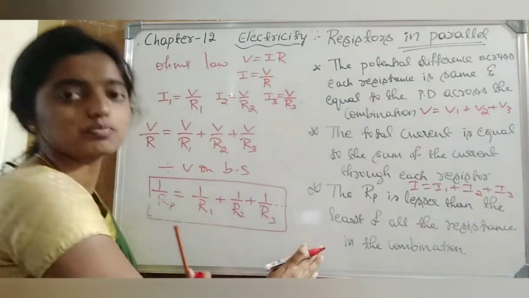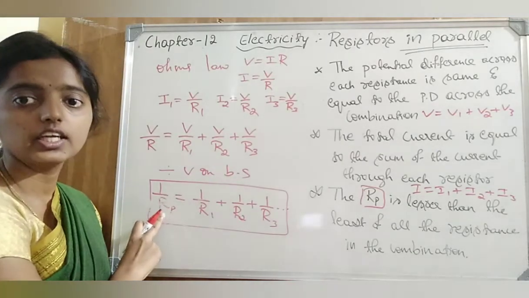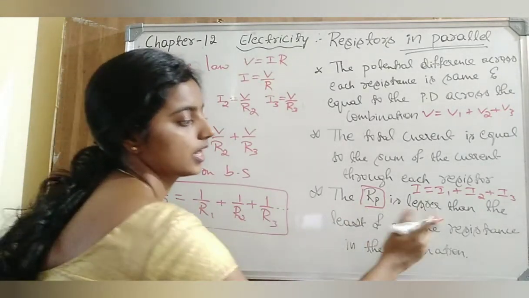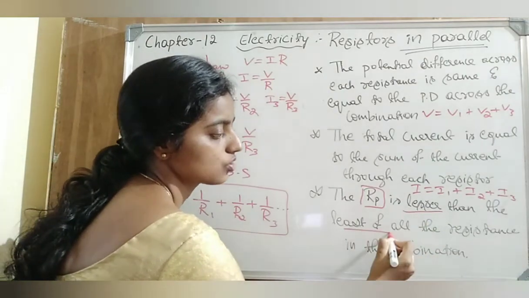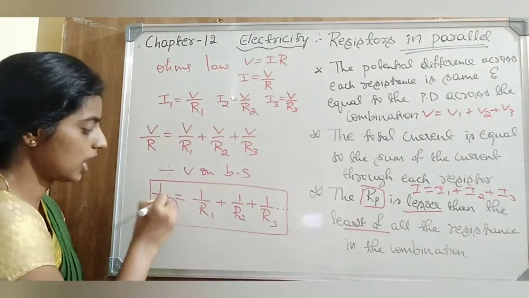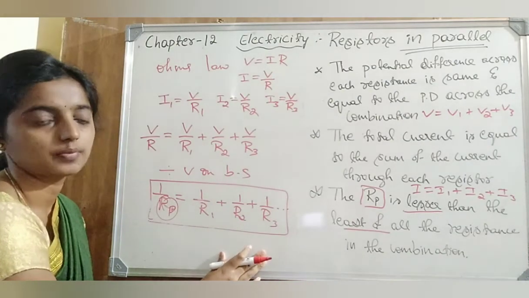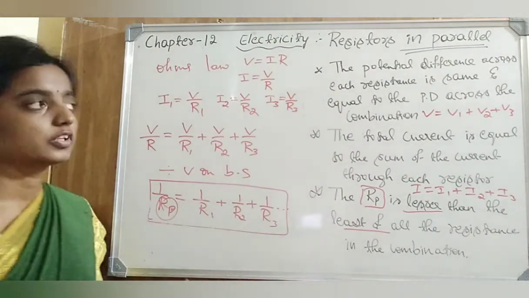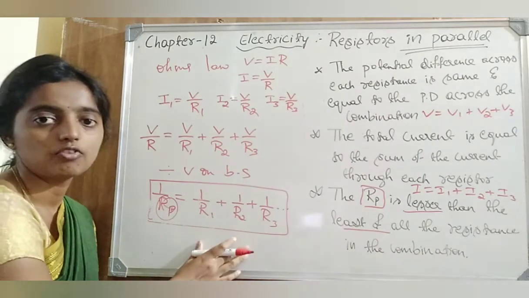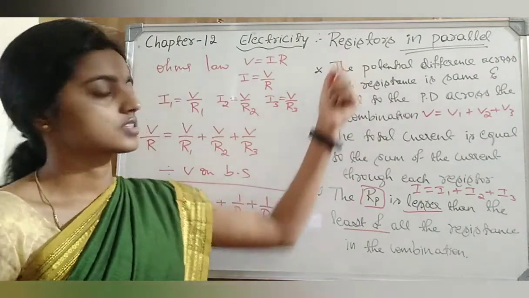And the last point is about Rp. Rp means the equivalent resistance. The equivalent resistance is lesser than the least of all the resistances in the combination. That is, this Rp value will be lesser than any one of these resistances. So these are the three points which we need to learn under resistors in parallel, and learn how to derive this formula also. Now let us solve a few problems related to resistors in parallel.